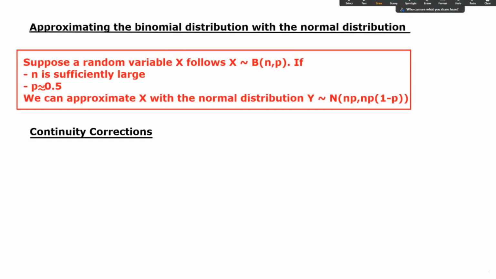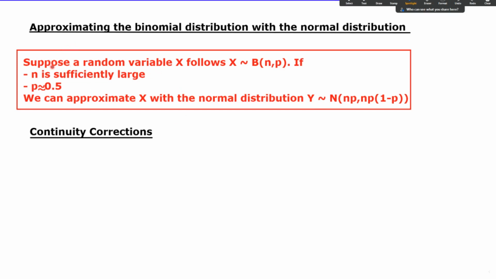Hi there, in this video we're going to be talking about approximating the binomial distribution with the normal distribution. Because of the nature of the binomial distribution and its formula, when X is binomially distributed with n and p and n is large, it can be really difficult to compute. So instead of doing that really hard computation, we can approximate it with the normal distribution, which is a lot easier to compute. So let me just read this out.